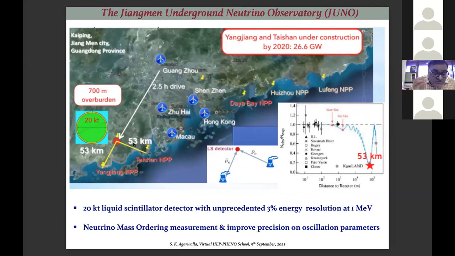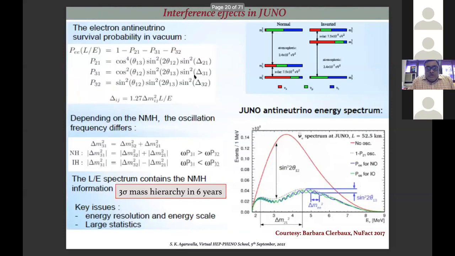And the goal of this experiment is to precisely measure the issue of neutrino mass ordering, whether M3 is heavier than M1 or lower than M1. Okay. So this is the physics of the JUNO experiment. Depending on whether the ordering is normal or inverted, you will see either this green line or the blue line. This is the oscillation, the number of events as a function of energy in this experiment.